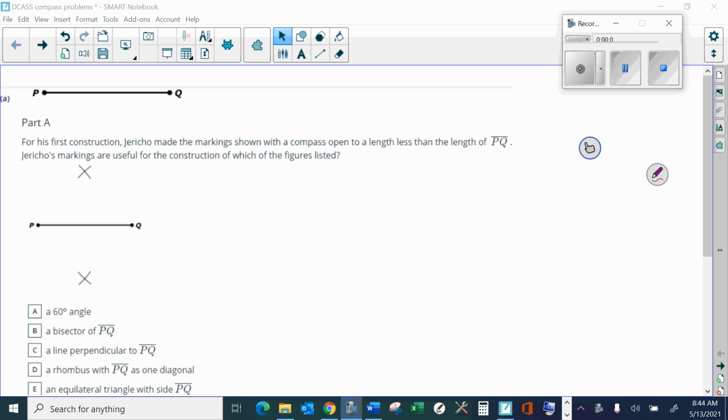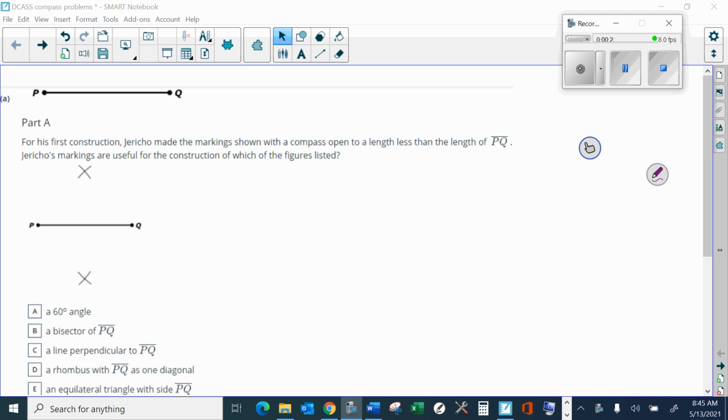Okay, students, we're going to go over construction problems from the DCAS, all DCAS problems. Here it says, for his first construction, Jericho makes markings shown with a compass open to a length less than the length of PQ. Jericho's markings are useful for the construction of which of the figures listed?